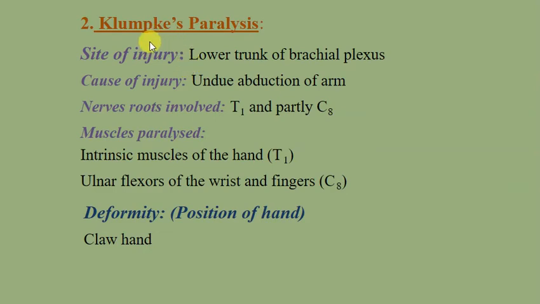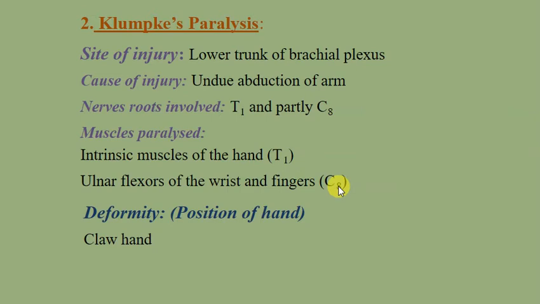Our second deformity is Klumpke's paralysis. Again, this is paralysis, caused by injury of nerves. The site of injury is the lower trunk of the brachial plexus. The lower trunk causes undue abduction of the arm. The nerves involved are T1 and partially C8. Muscles paralyzed are the intrinsic muscles of the hand, which is T1, and the ulnar flexors of the wrist and fingers, that is C8.